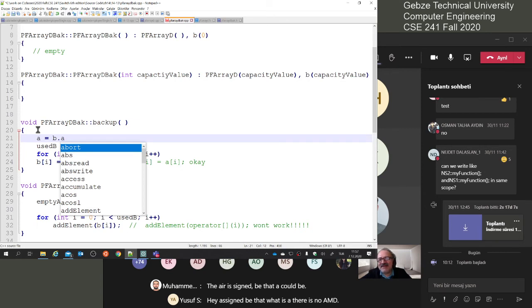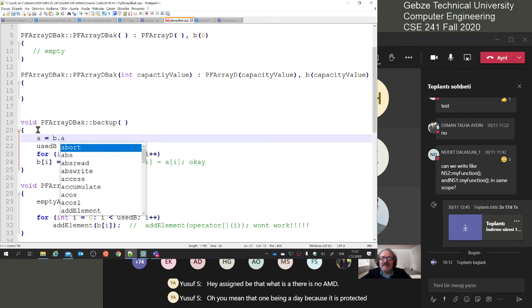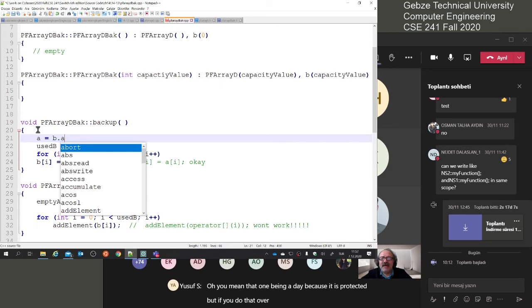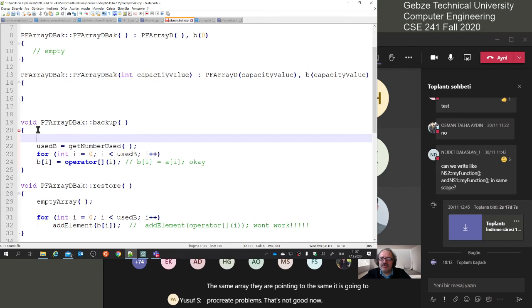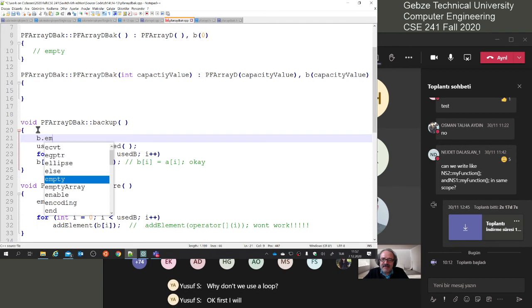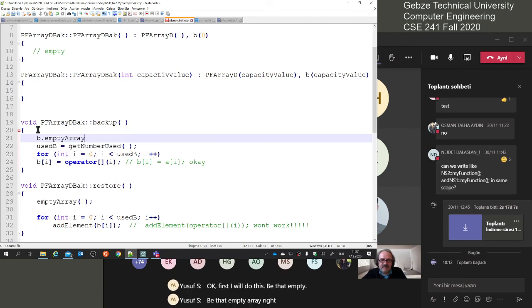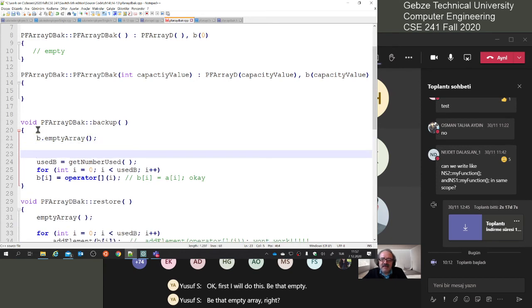Oh, you mean that one. B dot A, since it is protected. But if you do that, these two are going to have the same array. They are pointing to the same array. This is going to create problems. That's not good. Why don't we use a loop? First I will do this, b.empty array, right? So I emptied B.